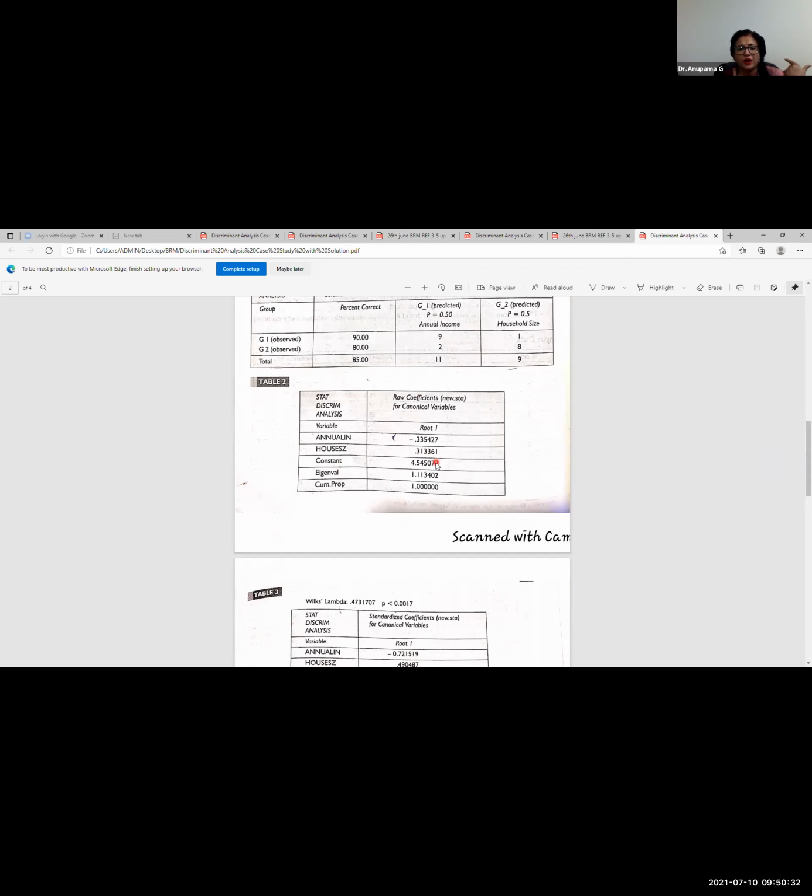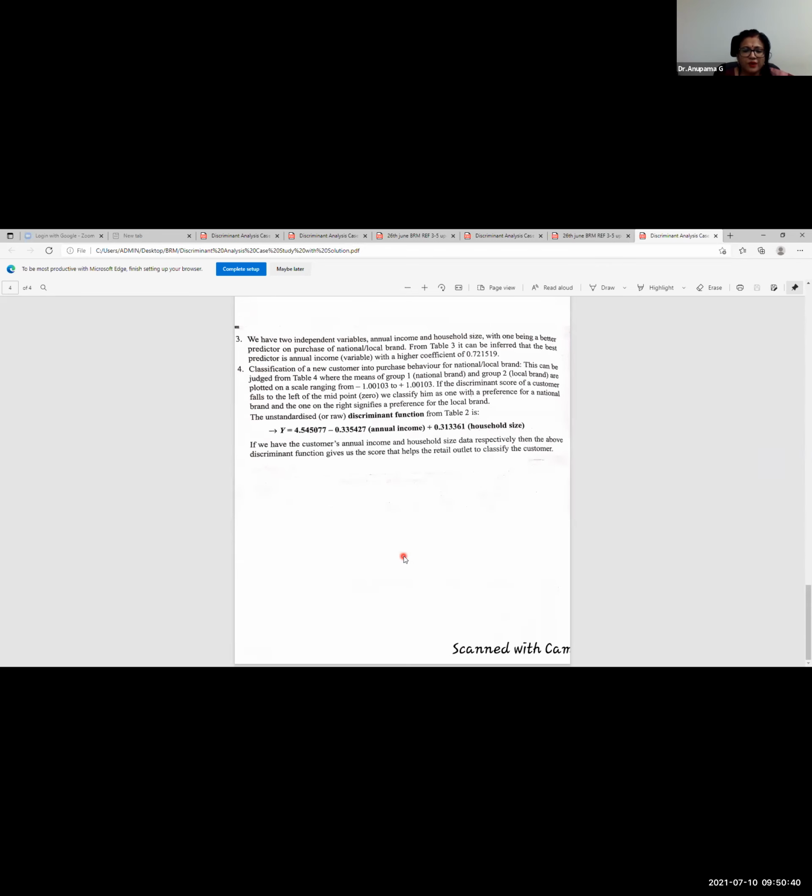0.313361 is the coefficient for household size, and minus 0.335427 is the coefficient for annual income, and this gives you the total discriminant function. So, regarding the interpretation of the case study, do go through it. The classification says you can classify customers by purchase behavior for national and local brands, where group 1, national brand, and group 2, local brands, are plotted on a scale, and the score can vary from minus 1.00103 to plus 1.00103. And I said 0 is the midpoint.